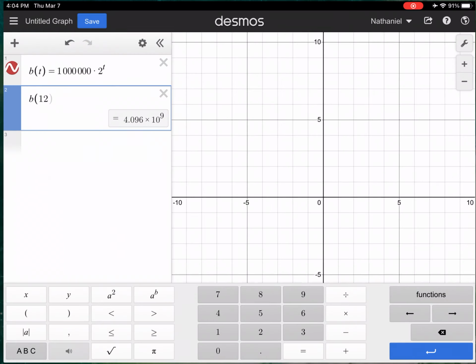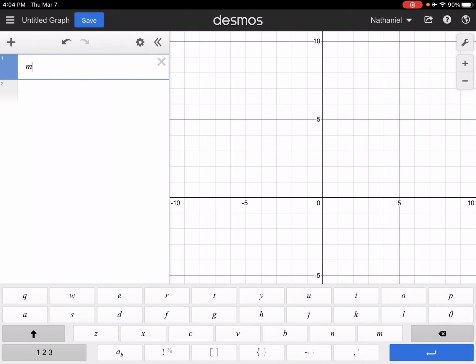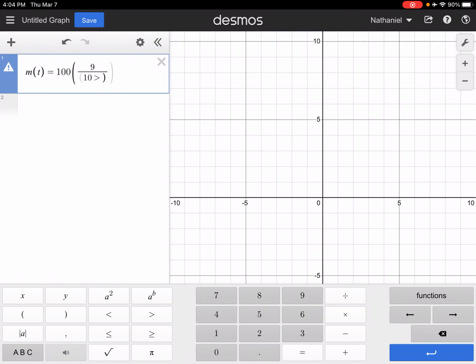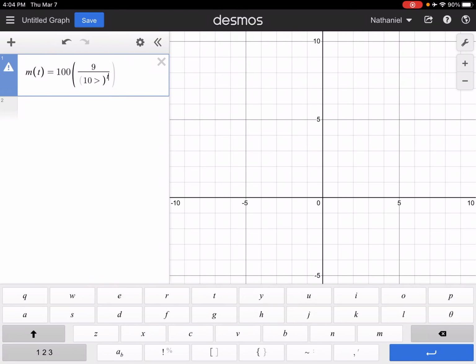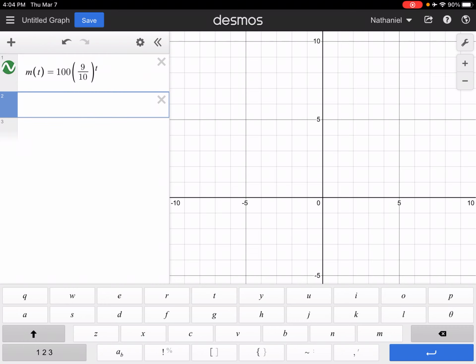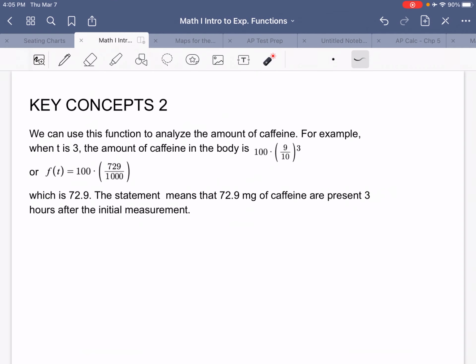Or we can go to Desmos, and we can say that the medicine as a function of time is equal to 100 times 9/10 to the T power. There we go. And if I wanted to find out what it was after 3 hours, I could just do m of 3 as well. So that's an option that you can use.